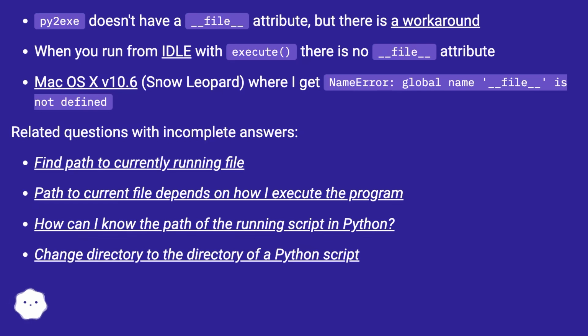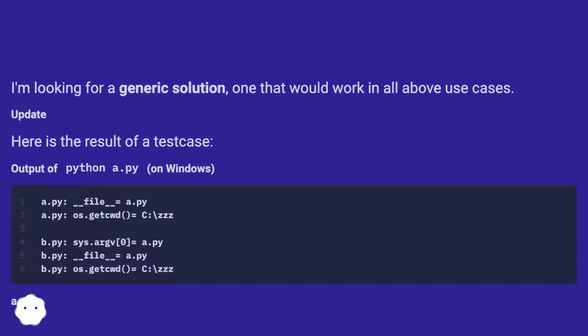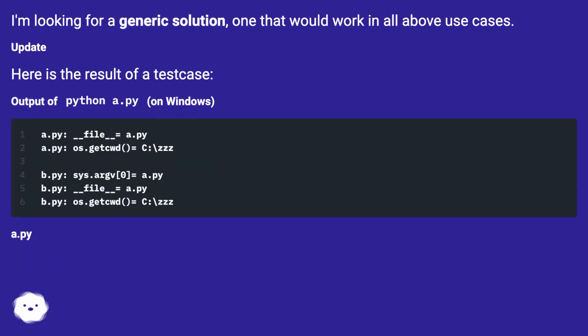Find path to currently running file. Path to current file depends on how I execute the program. How can I know the path of the running script in Python? Change directory to the directory of a Python script. I'm looking for a generic solution, one that would work in all above use cases.